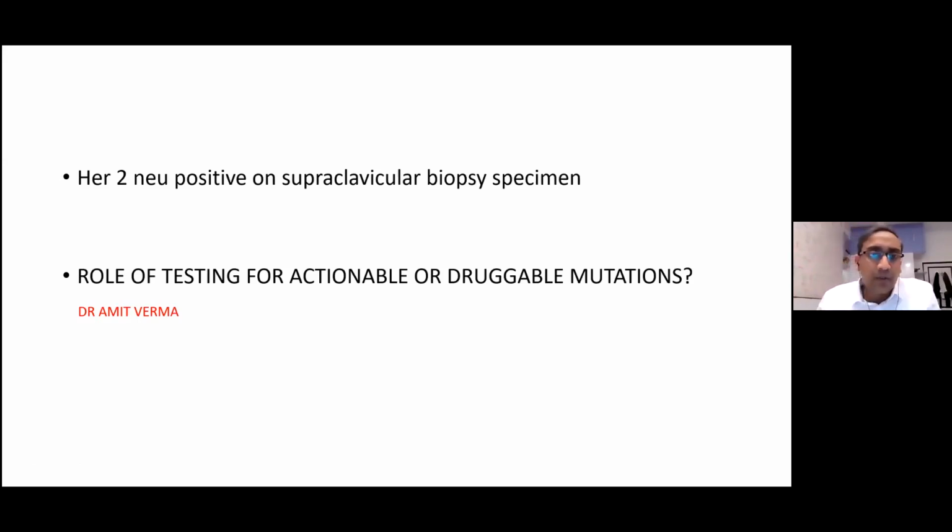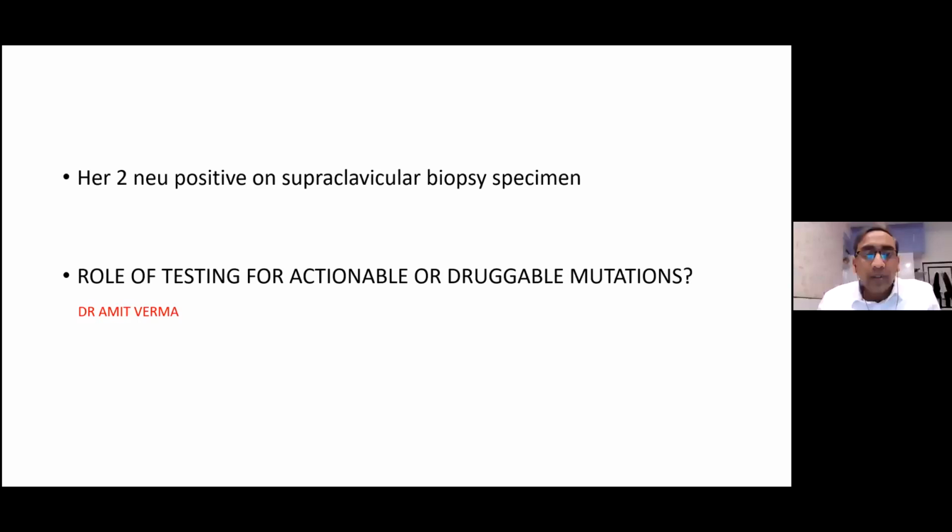Have you seen this before? Dr. Rajat, was the initial IHC also on the supraclavicular lymph node biopsy? Yes. Okay. So were other markers also done, or was it only HER2 that was done on this biopsy?